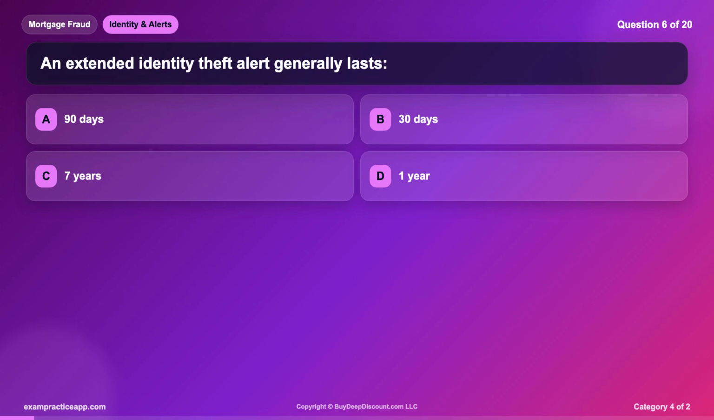Question 6. An extended identity theft alert generally lasts: option A, 90 days; option B, 30 days; option C, 7 years; option D, 1 year. Take a moment to choose your answer. The correct answer is option C, 7 years. Explanation: Extended alerts may last up to 7 years.